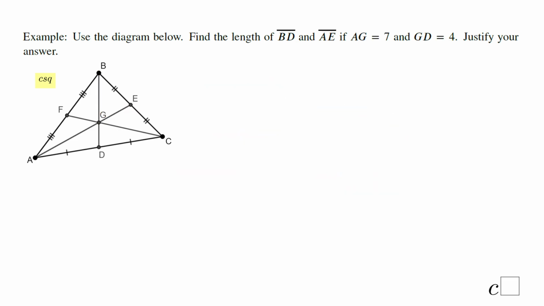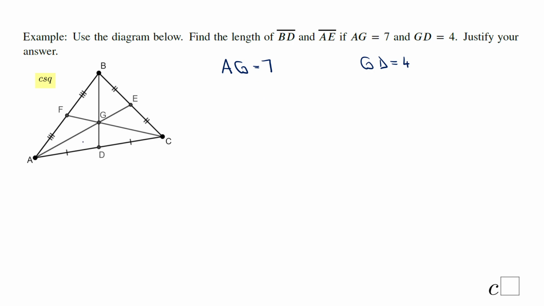Let's take a look at this example. Very similar, however different. In this problem, we need to find the length of BD. That is the median, and AE, that is the other median. If AG is 7, and GD is 4. So let's start with the first one.